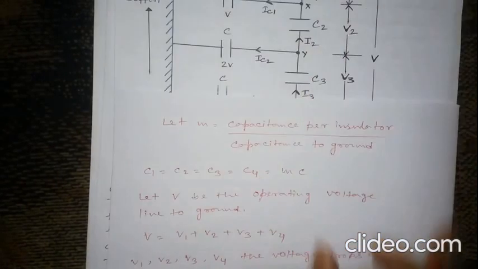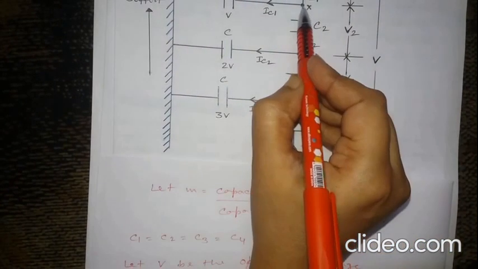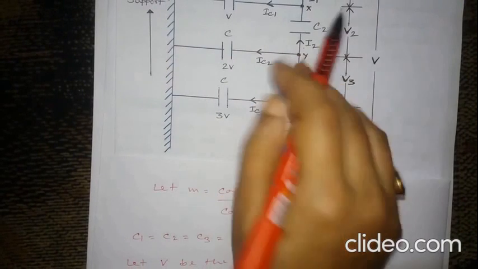Now come to this figure. Now we apply KCL at point X. So you can write I2 equal to I1 plus IC1.